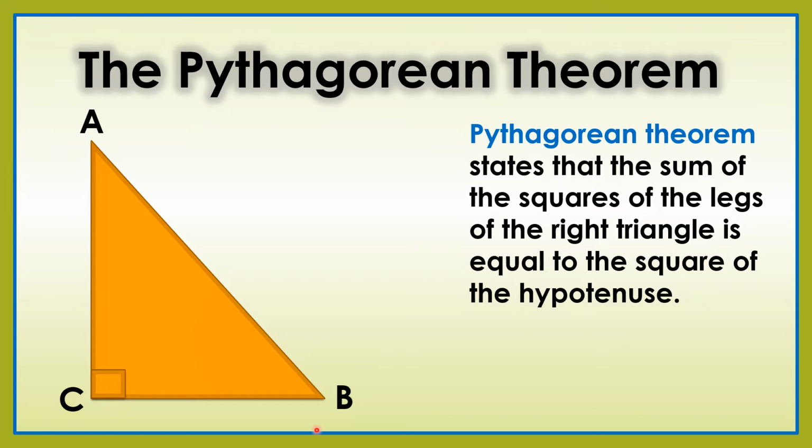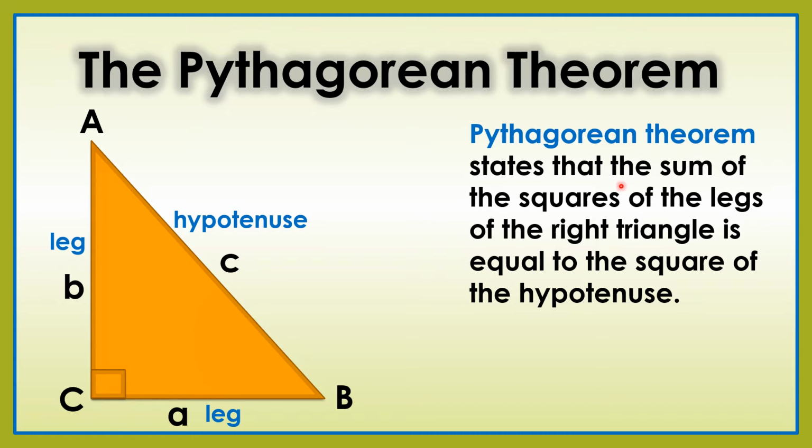Identify muna natin kung nasaan ang legs at ang hypotenuse. So ang leg natin dito, CB at CA. Ang ating hypotenuse, yung longest side, that is the hypotenuse. And then let us name yung side opposite angle A ay small letter a, opposite of angle B, small letter b, at opposite of C is small c for the hypotenuse.